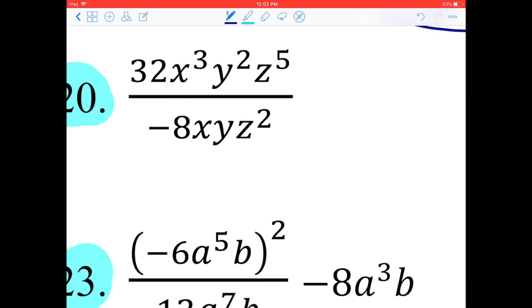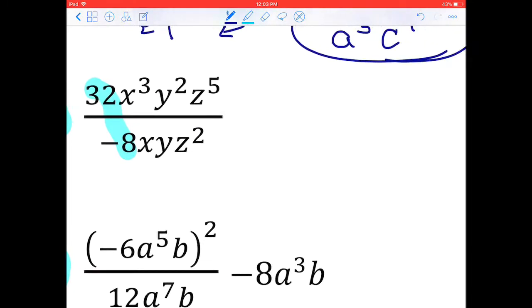20 is even, but it is highlighted, so let's do this one. Remember, reduce your coefficients. 32 divided by negative 8. You can divide that, so this is negative 4.